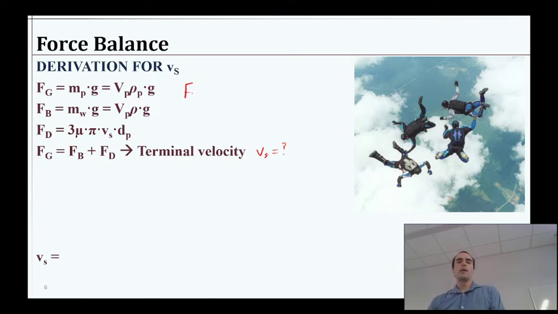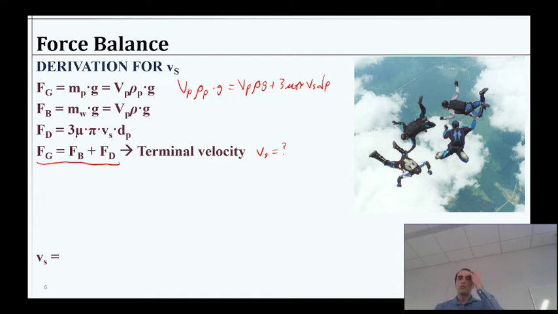That's what gives us this here, right? At some point, those two forces, the buoyancy and the drag, are going to equal the force of gravity. So we start there, and we say the volume of the particle times the density of the particle, rho, times g, equals the volume of the particle times the density of the water it's displacing, times g, plus this 3 mu pi Vs dp.